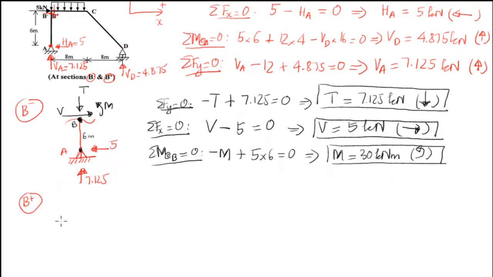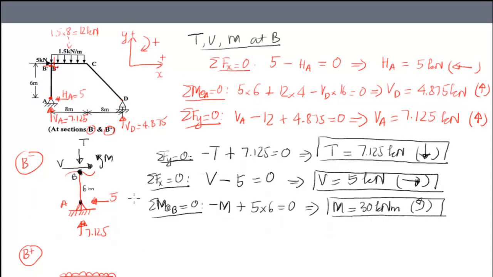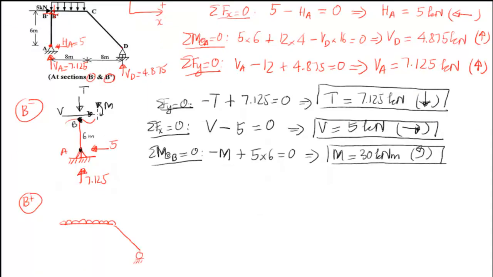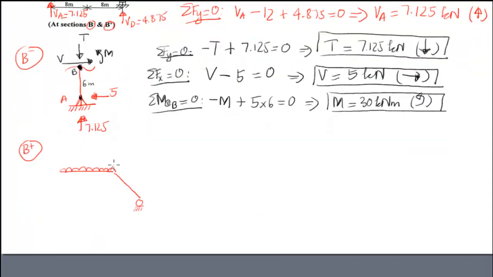Alright, so I've got this one, I've got that one. This is a roller support, and a UDL here, which is 1.5 kilonewton per meter. So 1.5 kilonewton per meter, and this is the 12 we got before. Oh, no need.